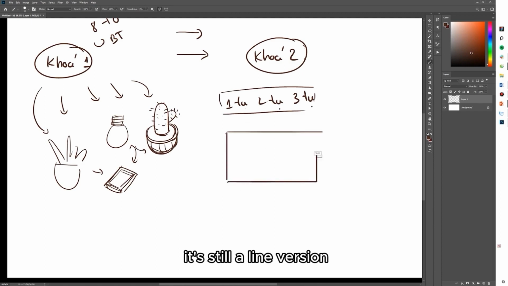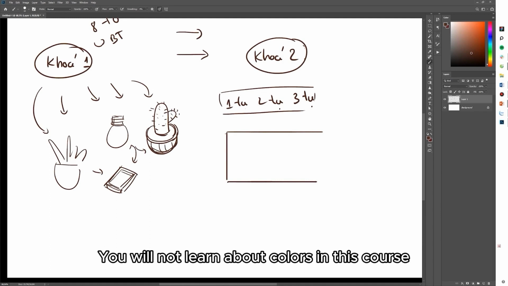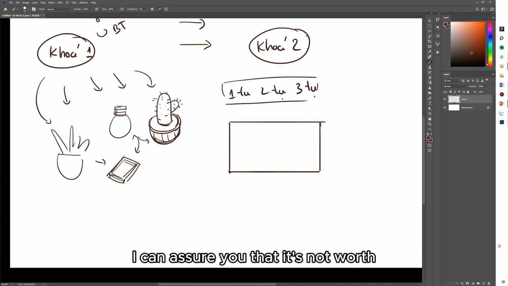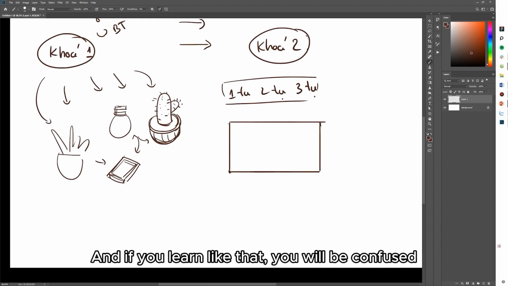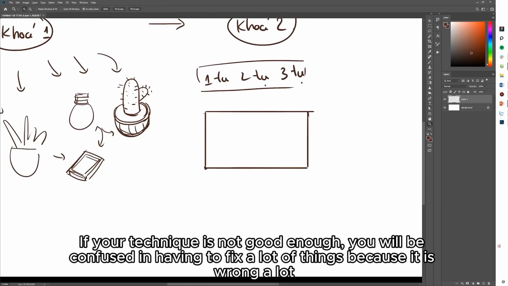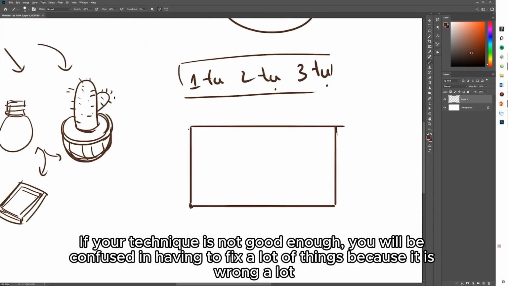It's still a line version. You will not learn about colors in this course. Never try to study everything at once, including lines, rendering, colors, etc., in just one course. I can assure you that it's not worth it. And if you learn like that, you will be confused. If your technique is not good enough, you will be confused in having to fix a lot of things because it is wrong a lot.